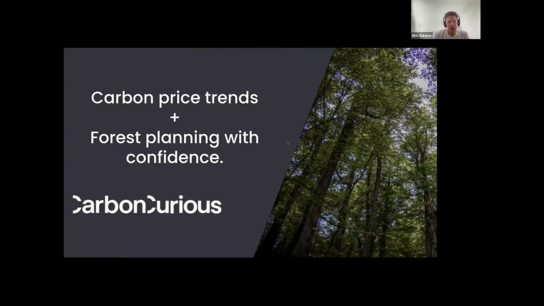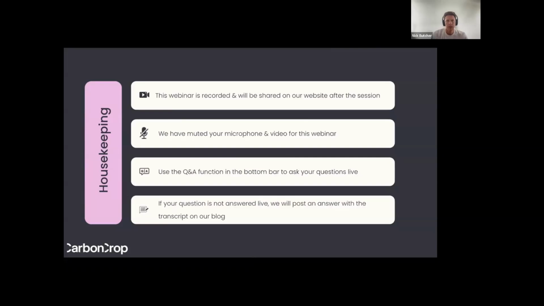We're talking about two topics, one being a bit of a look at the carbon price trends over the last months and year and some commentary around the drivers and where it might go. And then a preview of some new tooling that we're in the process of releasing around planning for your exotic forest in the context of the exotic forestry LUC restrictions, which we released a bunch of analysis tooling for towards the end of last year.